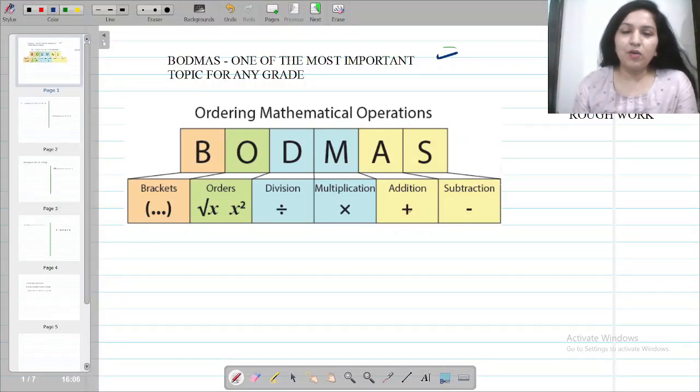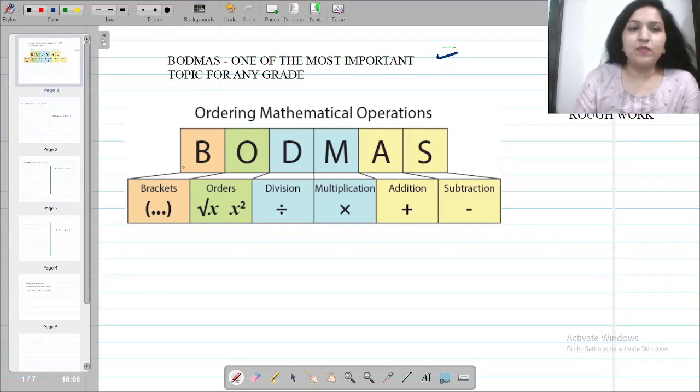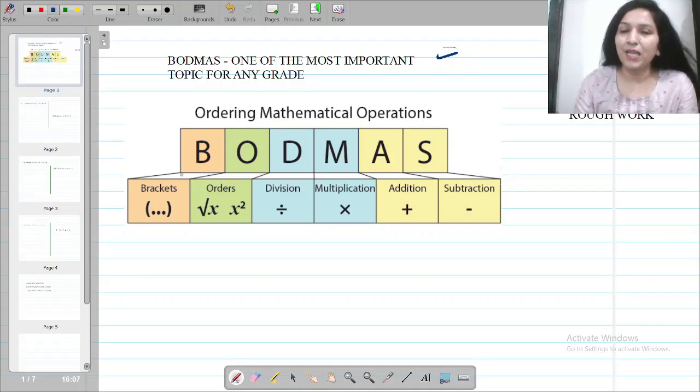So as you can see on my screen, it is written the abbreviation which is BODMAS, wherein this B stands for bracket, which is also known by another name, parenthesis. So if somewhere you read this term parenthesis, please do not get confused. This is another word for bracket. So if multiple operations are given in any particular question, you have to first solve the bracket.